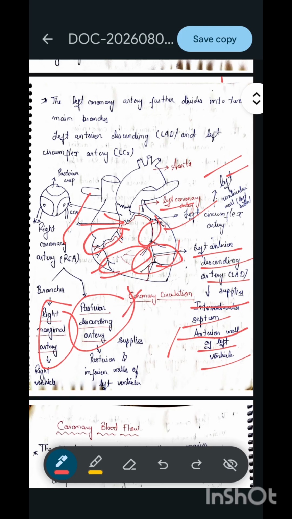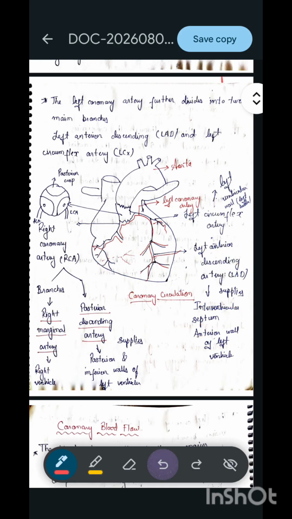Similarly, the posterior descending artery, a branch of the right coronary artery, supplies the posterior and inferior walls of the left ventricle, and the right marginal artery supplies the right ventricle itself. Any blockage in these coronary arteries, which provide the blood supply, nutrition and oxygen and carry away waste products, will result in different types of myocardial infarction, like anterior wall MI or lateral wall MI. MI is myocardial infarction.